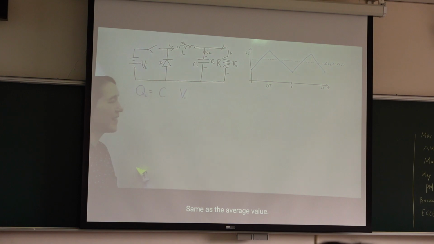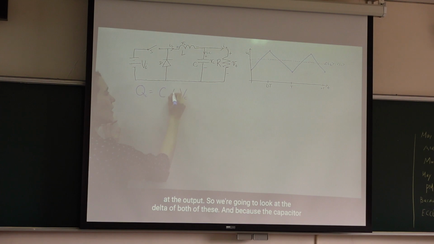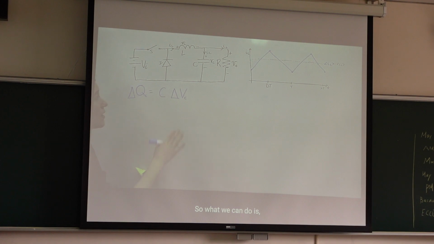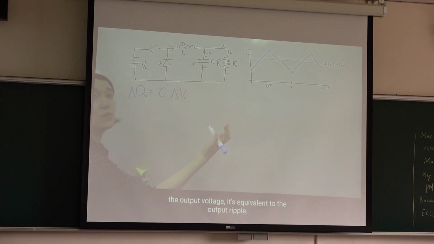To understand this equation, we're going to start from the basic charge equation for a capacitor. We know that Q equals CV, but here we want to look at changes in voltage at the output. So we're going to look at the delta of both of these. The capacitor is a constant value, so it doesn't get a delta. If we want a certain ripple, this change in VC, because it's the same as the output voltage, is equivalent to the output ripple.